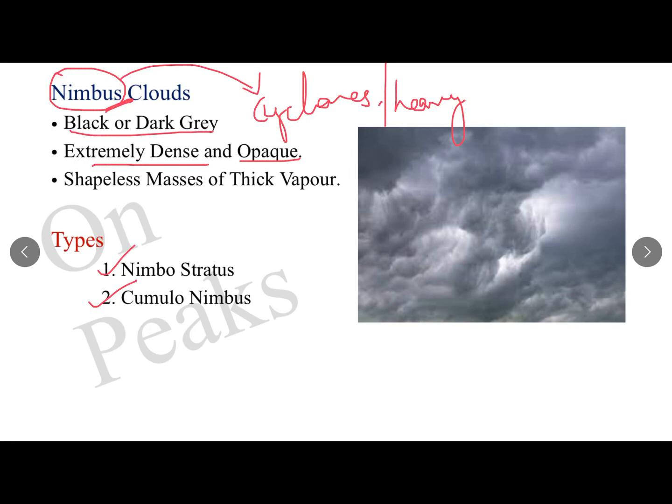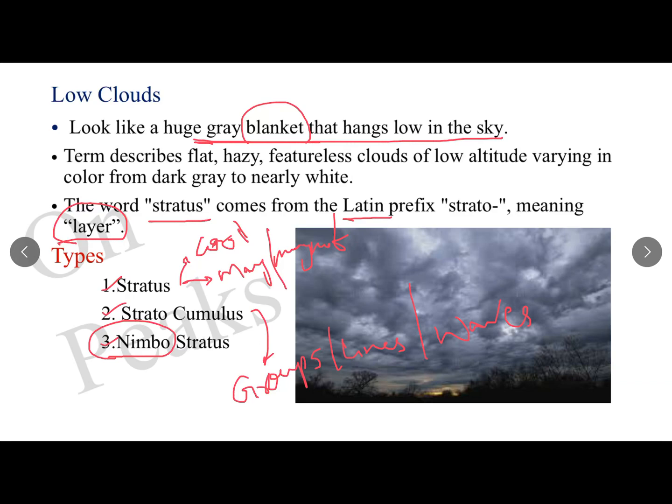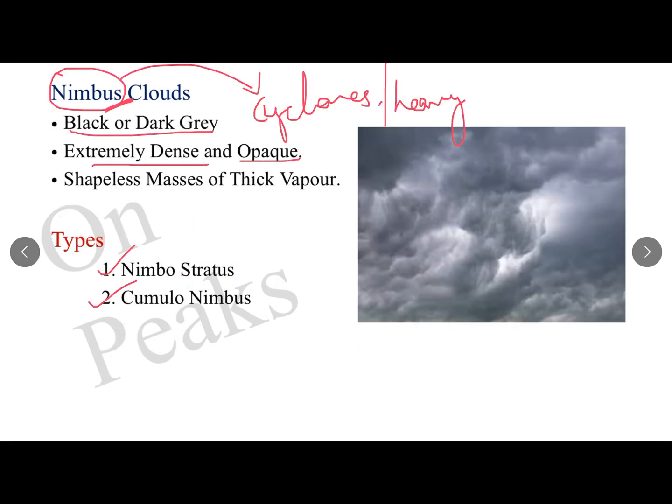What is nimbostratus? As I already said, in the last slide we saw that nimbostratus is a type of low cloud. They are a group of low clouds. They produce persistent rainfall, a heavy rainfall.